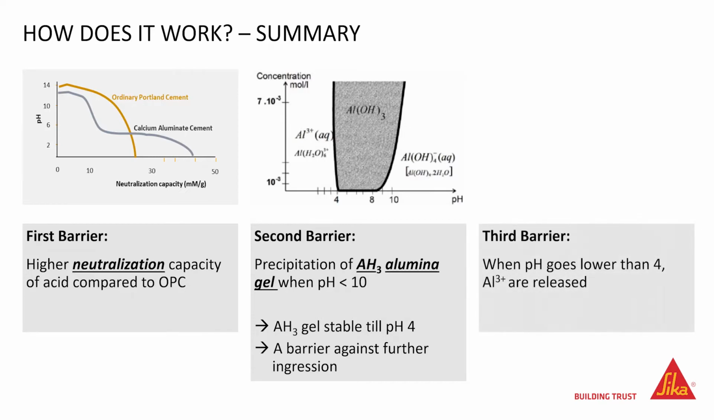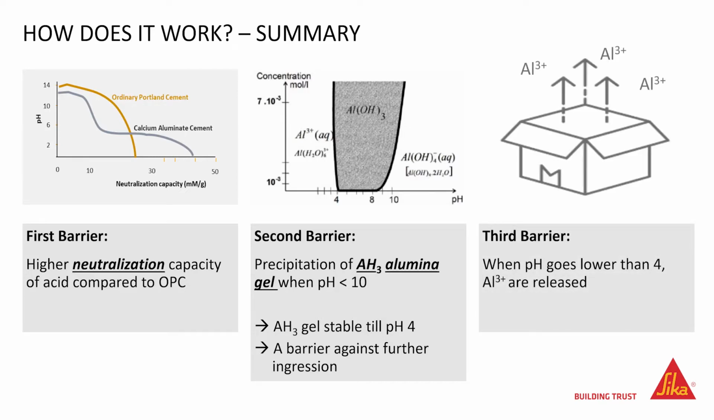So, as bacteria continue to generate acid, the pH will fall below 4. At this stage, alumina ions are released. But before going into more details on this most important barrier, let's explore what is happening when resin coatings or Portland cement-based mortars are used.